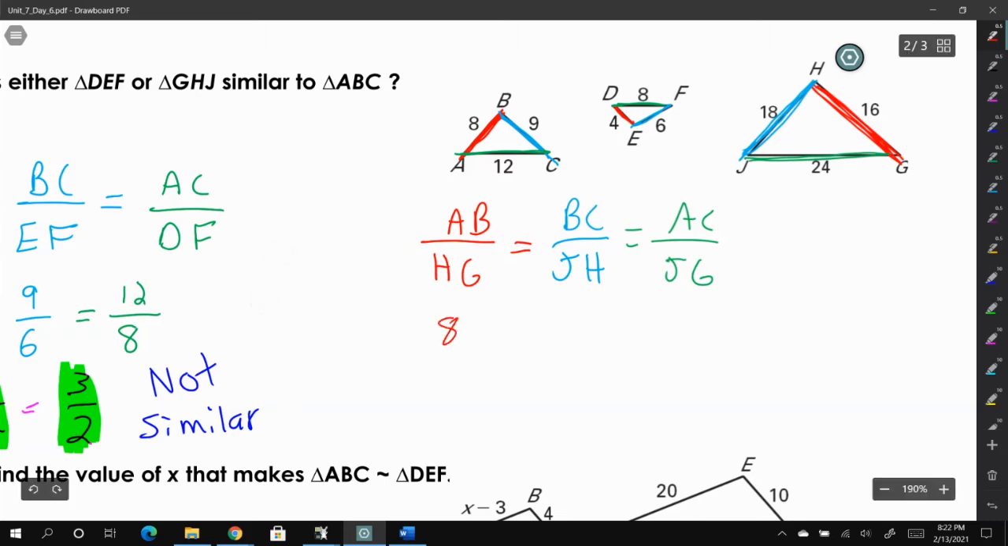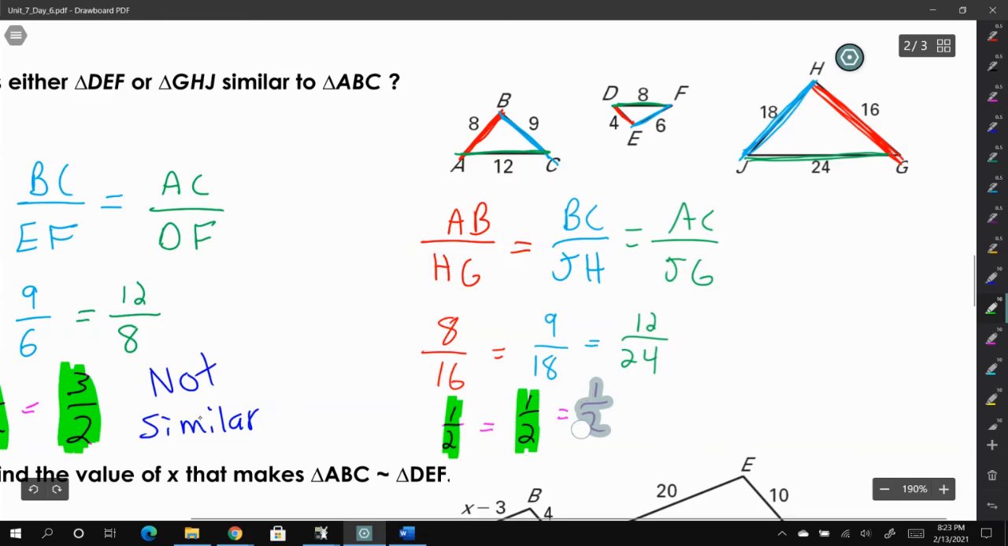So then, again, we replace the labels with the actual side lengths. So AB is 8, HG is 16. That should equal BC, again, is 9 over JH, which is 18. And that should equal 12 over 24. So when we do that, it will simplify. 8 over 16 is 1/2. 9 over 18 is also 1/2. And 12 over 24 is also 1/2. So all three of these are the same.